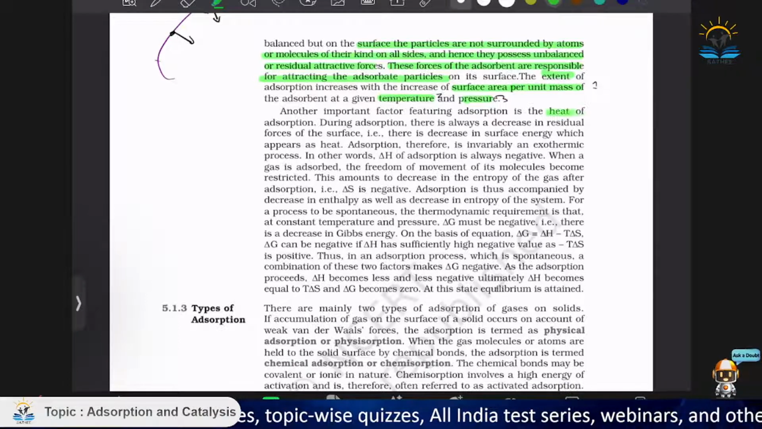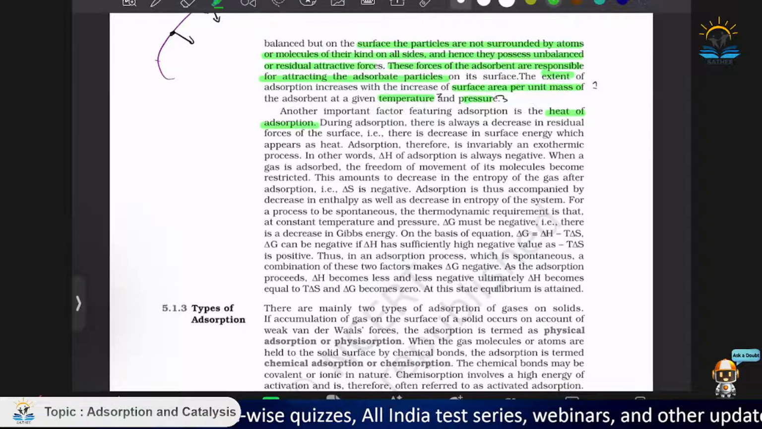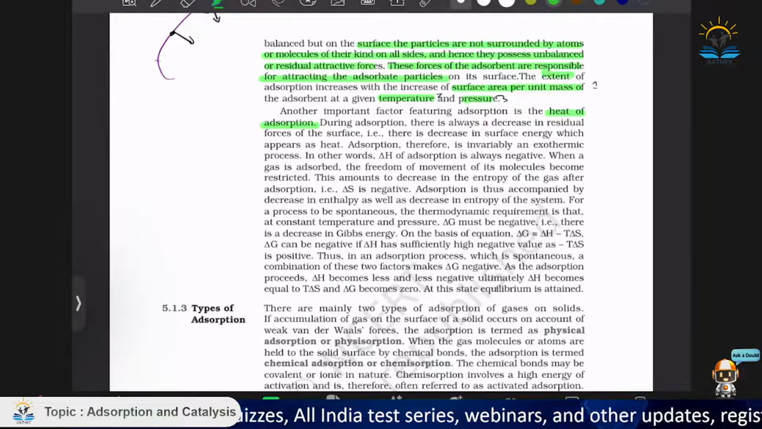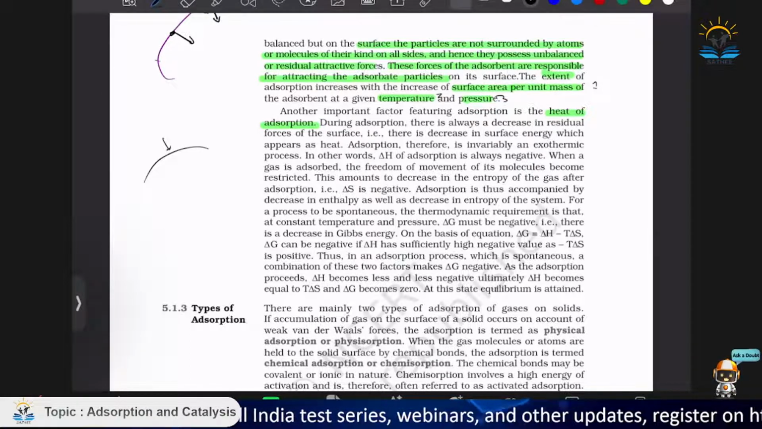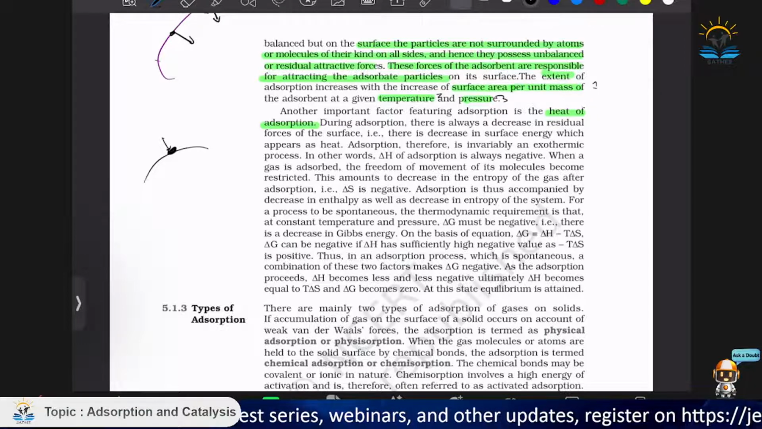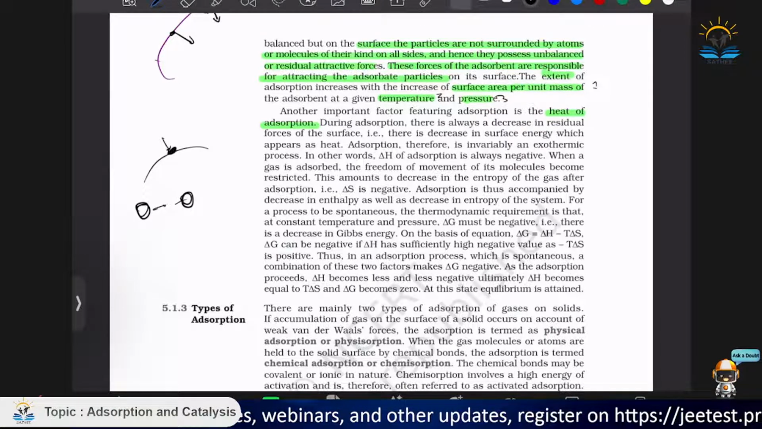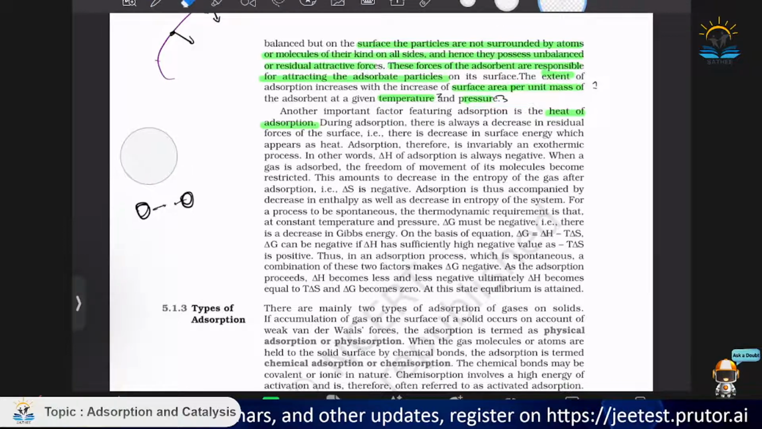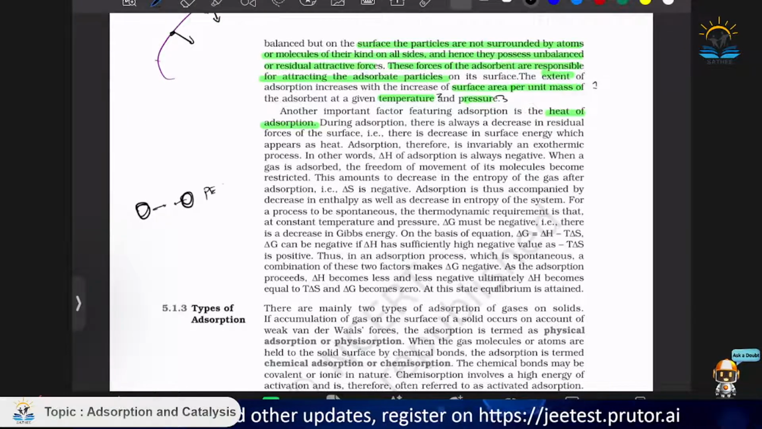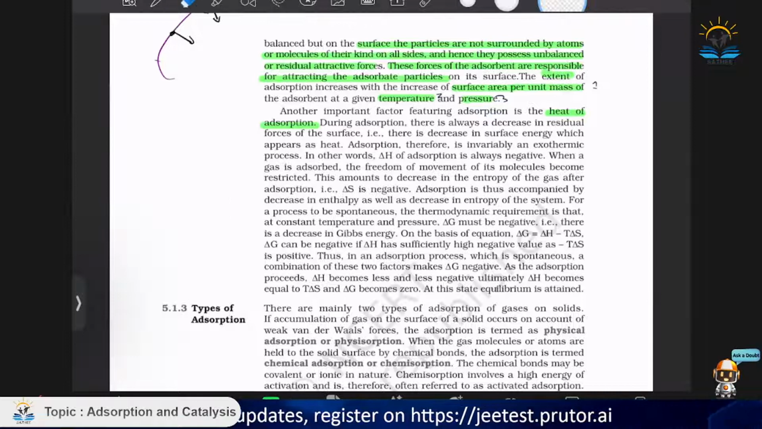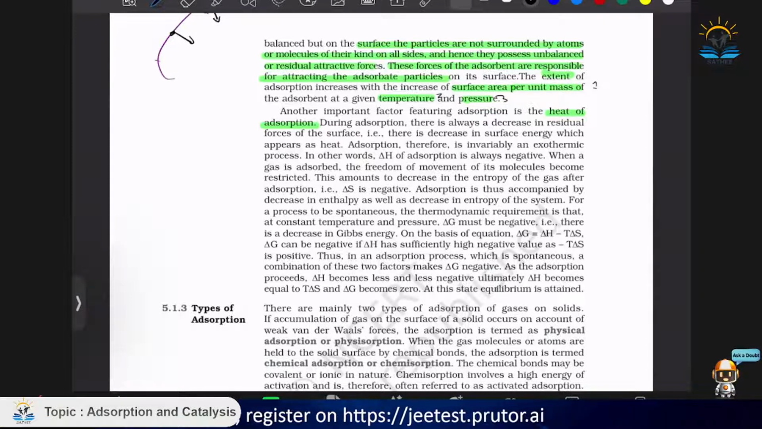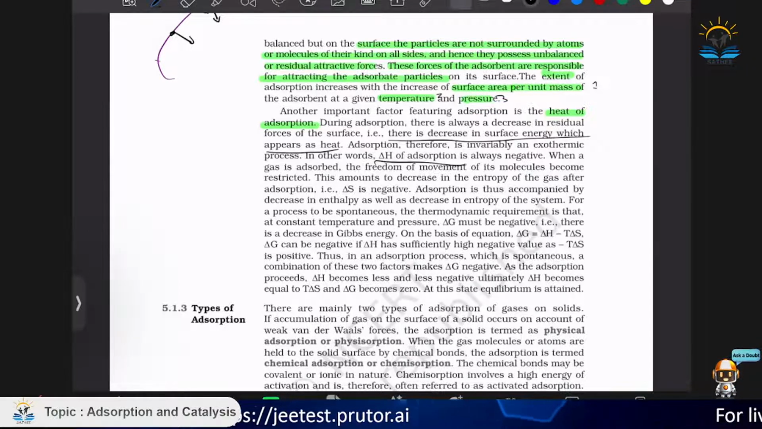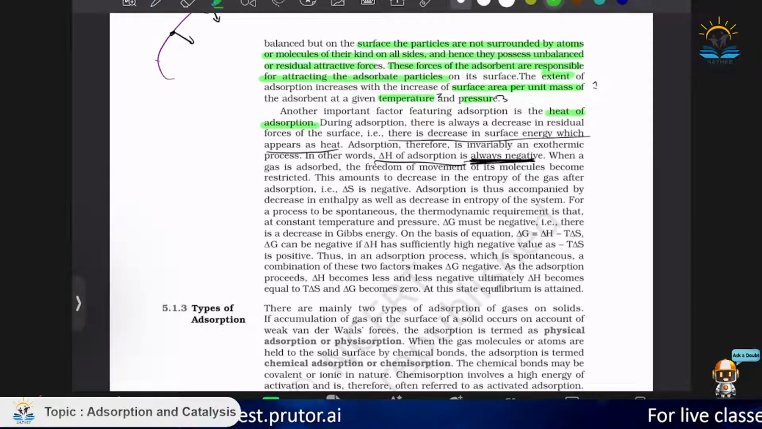Then there is something called the heat of adsorption, which relates it with thermodynamics. If something is getting attracted and two particles are coming together, their potential energy will decrease, right? So some heat will be released. This heat released on adsorption is due to the decrease in surface energy, which appears as heat. This is called the delta H of adsorption, and it is always negative. So we have also defined the heat of adsorption, the enthalpy of adsorption.